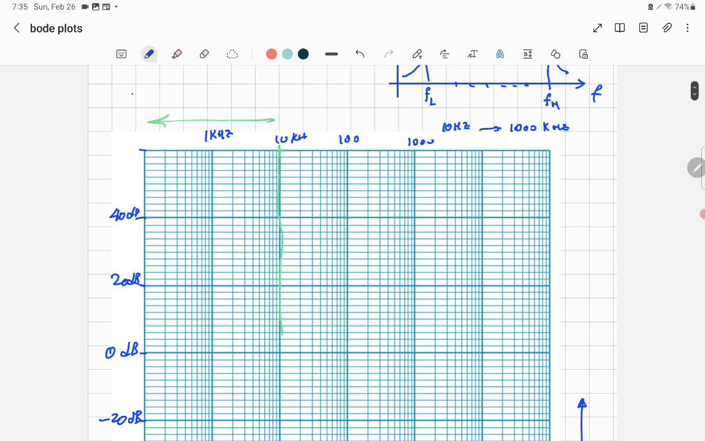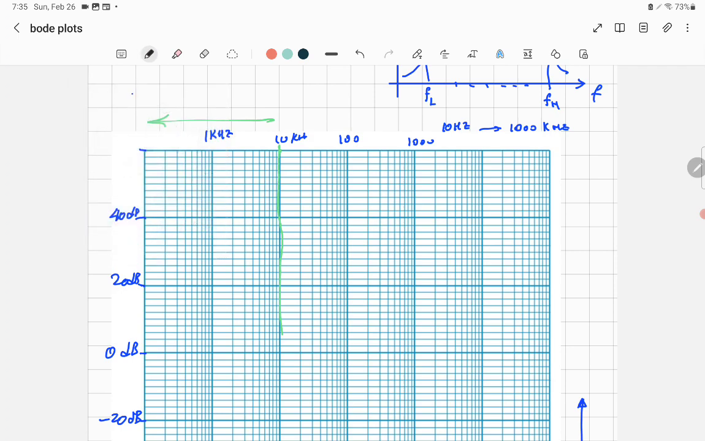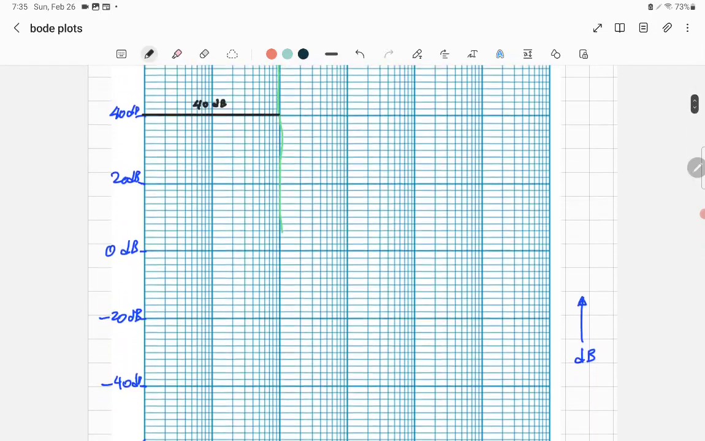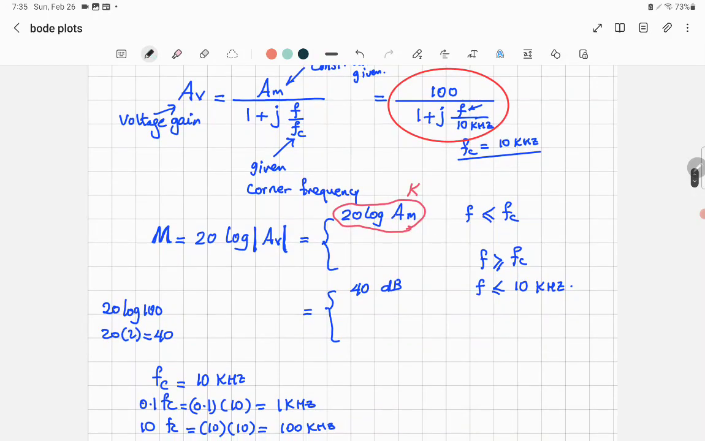So less than 10 kilohertz, the value is equal to 40. So you go there, make a thick line here, so it's obvious. Make it dark, and you make a straight line. What does it mean? This line means that the value is equal to 40 decibel, the voltage gain, for any frequency less than 10 kilohertz. That's easy.